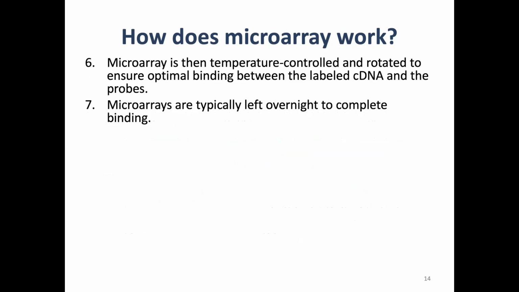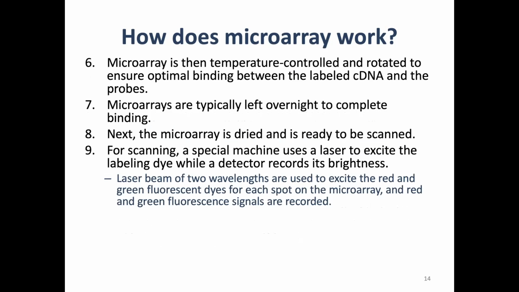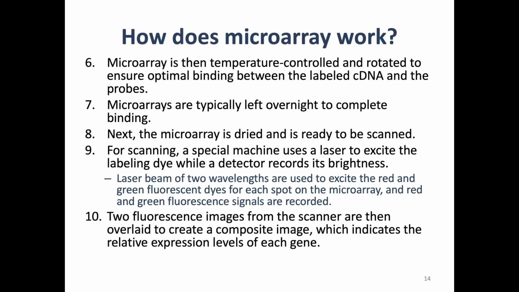So we need to make sure that the hybridization is very well done. And next, the microarray is dried and is ready to be scanned. For scanning, a special machine uses a laser to excite the labeling dye, with a detector recording its brightness. Usually a laser beam of two wavelengths is used, one for the red fluorescence and the other for the green fluorescence. It is used on each spot, and the red and green fluorescence signals are recorded.